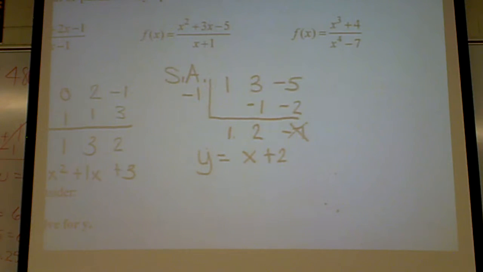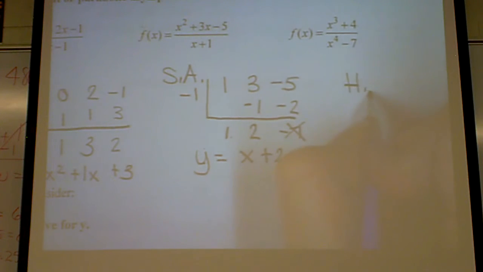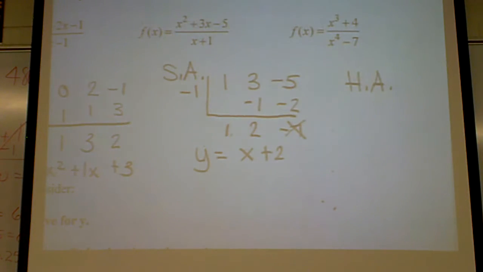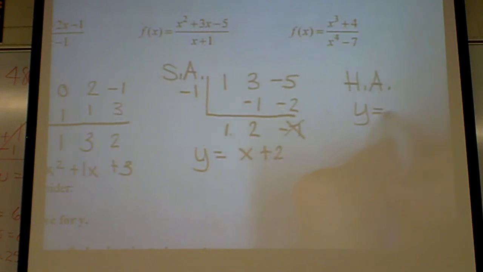Okay, last example. What is the degree of the numerator? 3, and the denominator is, so what type of asymptote is this? Horizontal? And what would my asymptote be? How would I solve it? Remember how to solve these? y equals 0. Okay, any questions on those ones?